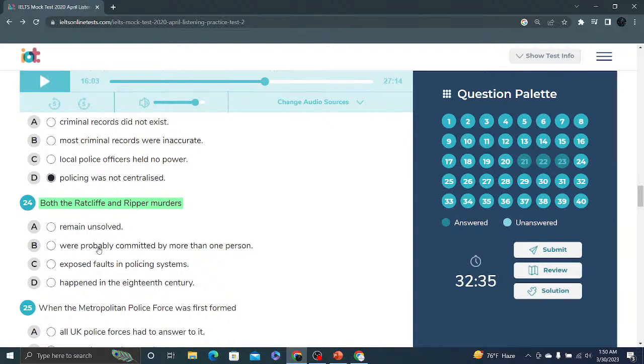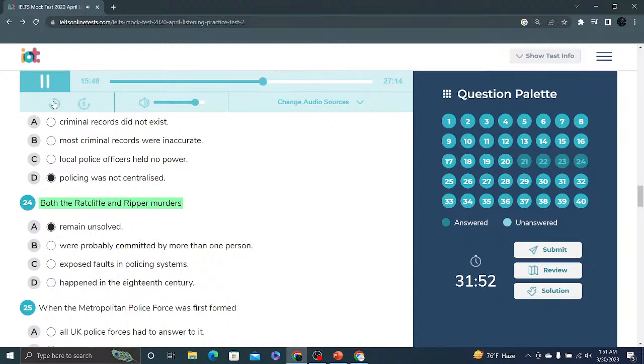Okay, so the one girl was asking, the Metropolitan Police was founded over half a century before the infamous Jack the Ripper murders, and the second lady was replying, yes, however, in spite of the force's best efforts, the Ripper remained at large. Okay, so that means A would be the answer. Remained at large means remained unsolved. Okay, let's listen once again.